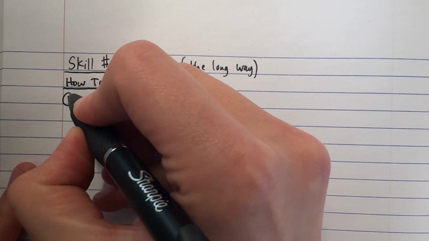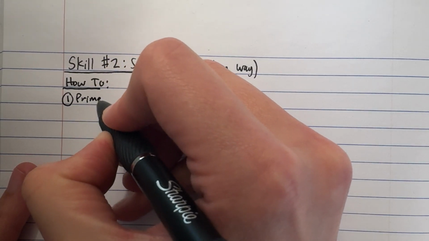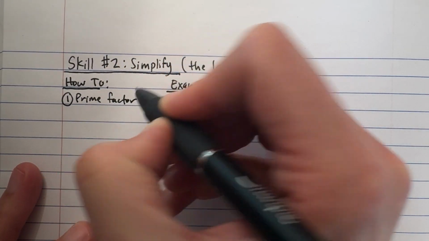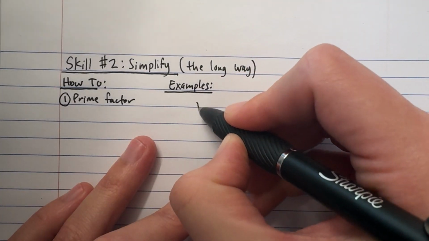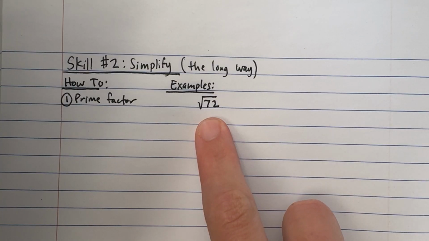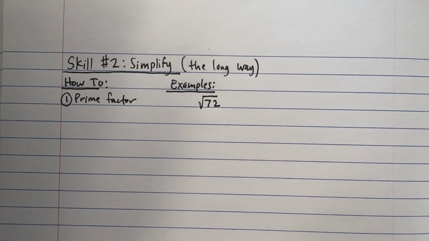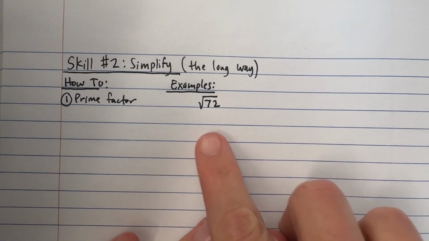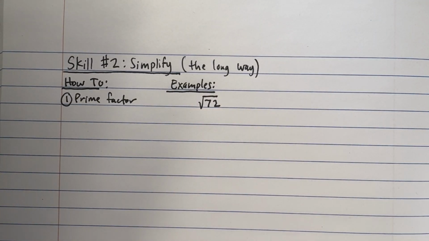The first thing you're going to do is prime factor. My first example is going to be the number 72. Now I want to be clear, you can do this the short way. The skill that you learned yesterday is not gone. It can be used. It's just tricky with some numbers, and so we want to have another option.